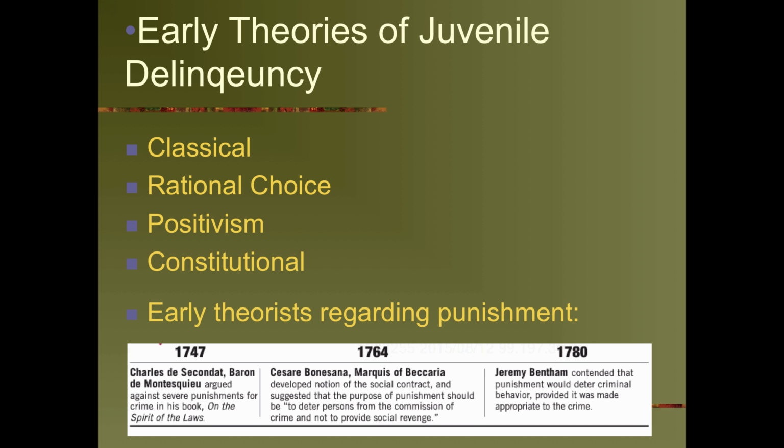These theorists developed the schools of thought that included the classical school, rational choice theory, positivism, and also constitutional types. The very first theorists included Montesquieu, Beccaria, and Bentham during the 1700s. We'll start our discussion with Beccaria and his theory of utilitarianism.